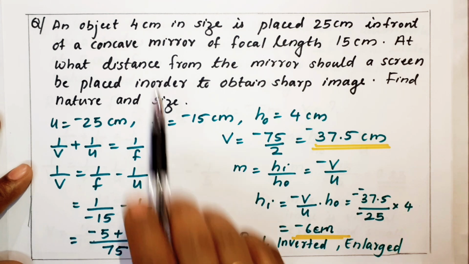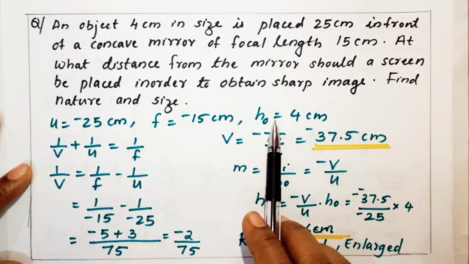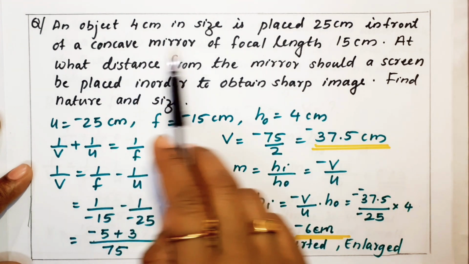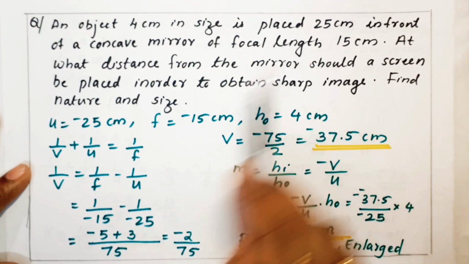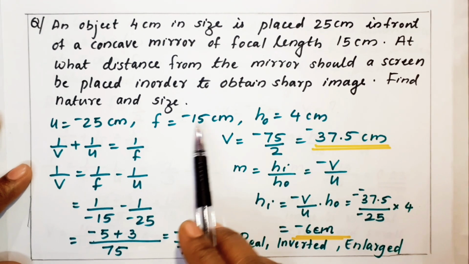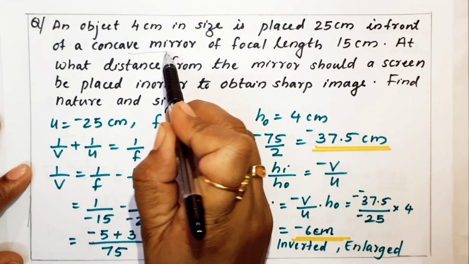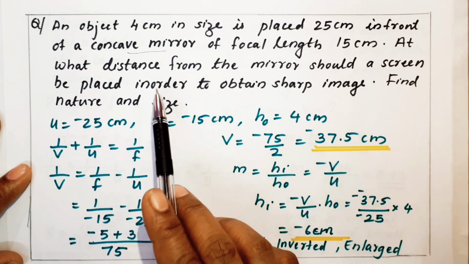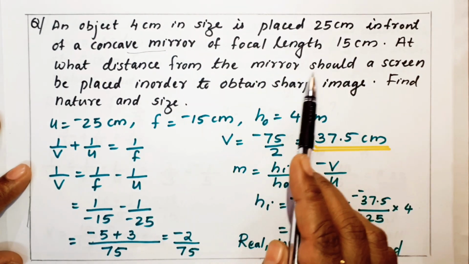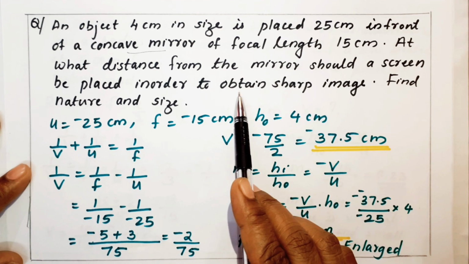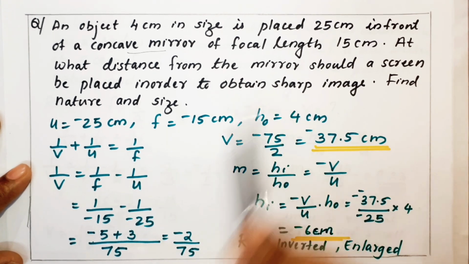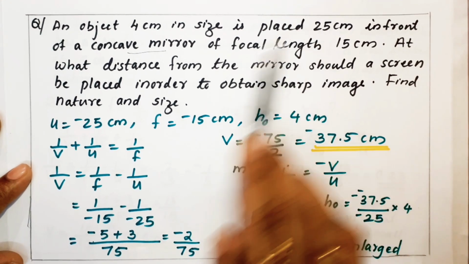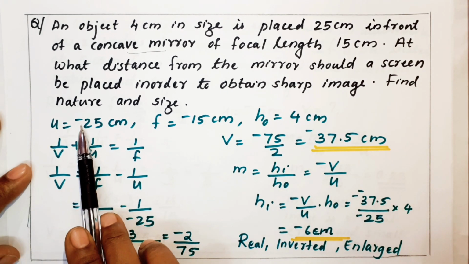What are the data given? Object 4 cm in size, it means height of the object, HO. In front of a concave mirror of focal length F, they gave minus 15, because for a concave mirror the focal length I told you is negative. At what distance from the mirror should a screen be placed in order to get a sharp image? So I need to find V. U they gave 25 cm, sign convention is minus 25.